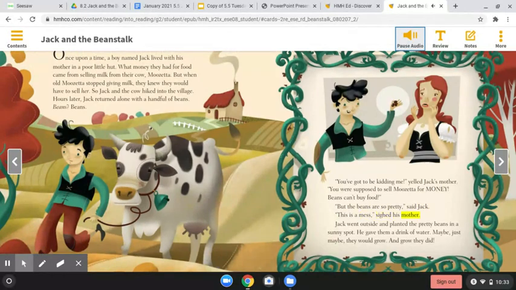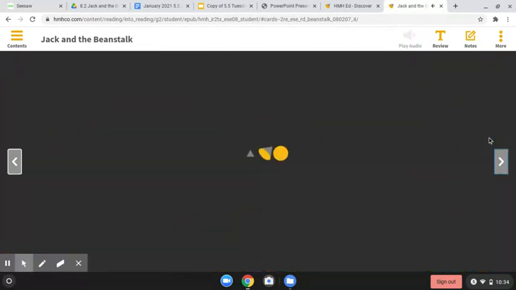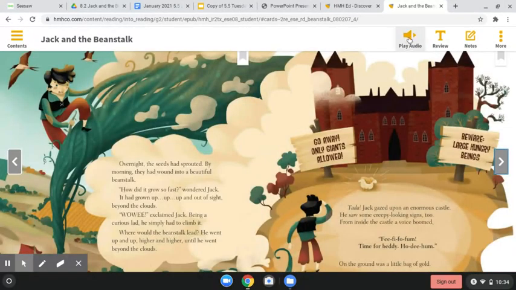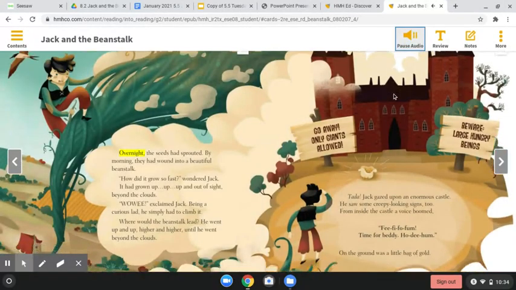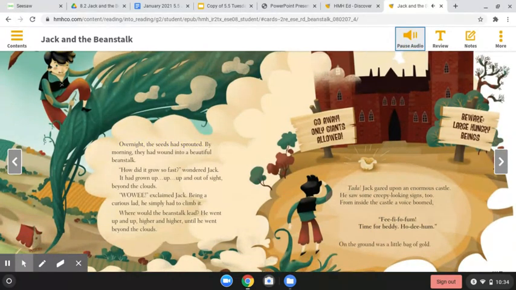Jack went outside and planted the pretty beans in a sunny spot. He gave them a drink of water. Maybe, just maybe, they would grow. And grow they did. Overnight, the seeds had sprouted. By morning, they had wound into a beautiful beanstalk.